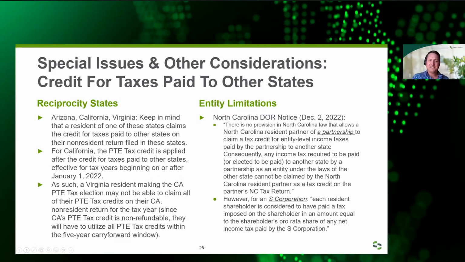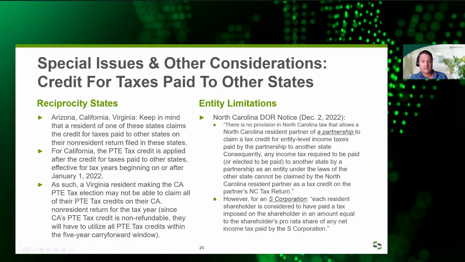Reciprocity states, for any of these states like Arizona, California, Virginia, these are just some weird ones where their reciprocity would be non-residents claim a credit for taxes paid to other states on their non-resident return instead of their resident return in these states. So keep in mind some of the credit ordering rules, and you need to plan a little bit more around some of these situations to make sure you would be able to use your credits. Yeah, how the credits work.